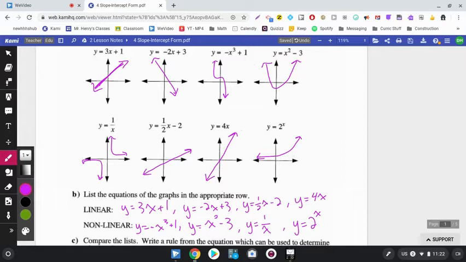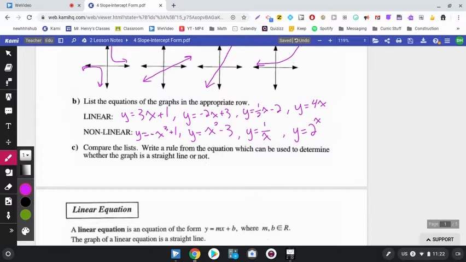Okay, so I'm looking at these lists and I'm looking at which of these equations gave me straight lines, and which of them didn't. What I want to notice is that all of the ones that were linear are polynomials of degree 1. It's just an x, an x, an x, an x. It's not x squared. It's not x cubed. It's not x to the negative 1. Those are simple polynomials of degree 1. For our linear equations, we're just dealing with an x.